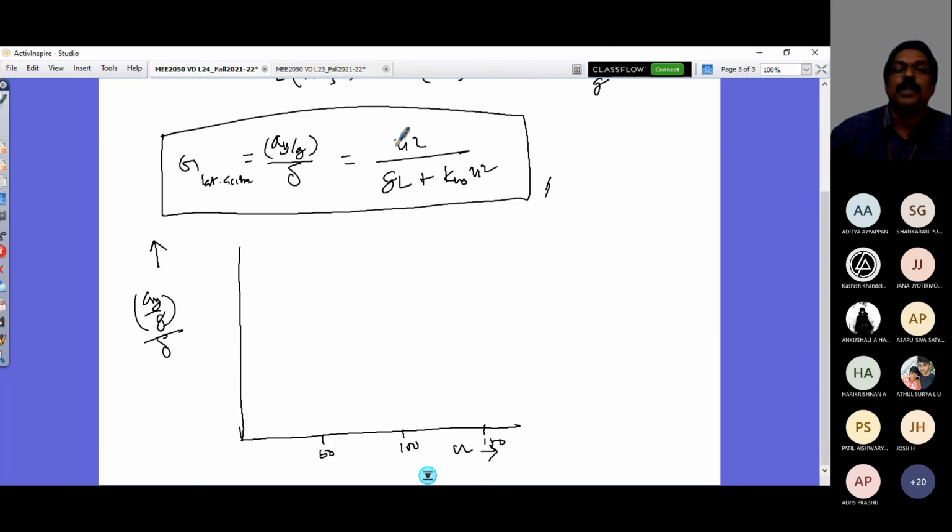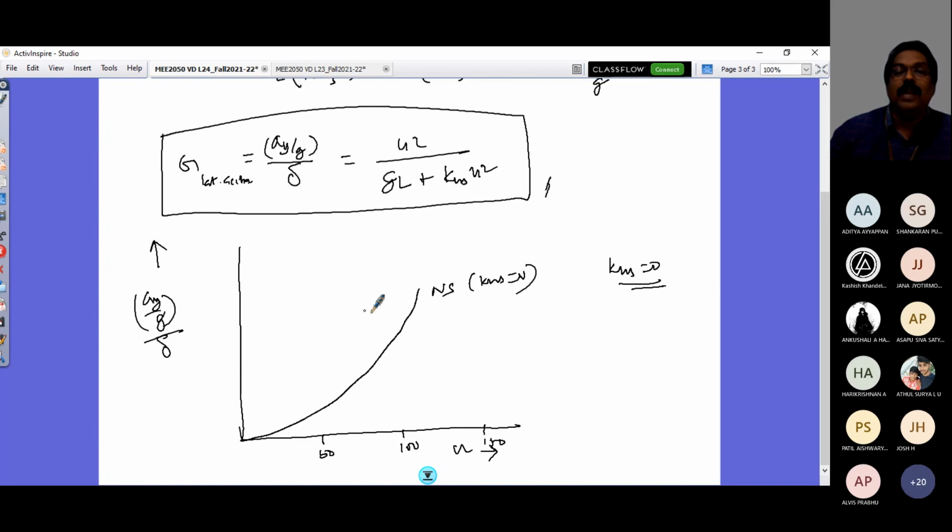See here, I have u squared in the numerator and the denominator also. So when KUS is 0, you know that's a neutral steer vehicle. So it's u squared by GL. In the numerator I have u squared, which is a parabolic variation. So my vehicle tendency would be something like this, that of a neutral steered vehicle when KUS equals 0. So the lateral acceleration gain would increase as my speed increases in this fashion, if it is a neutral steered vehicle.